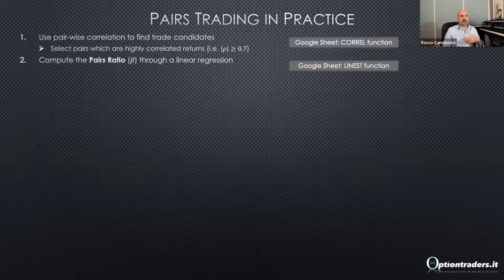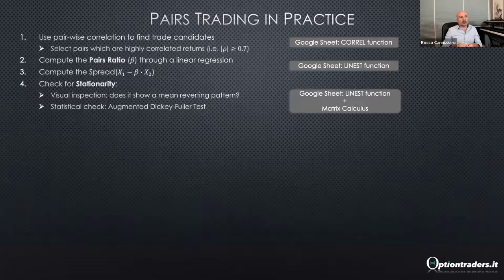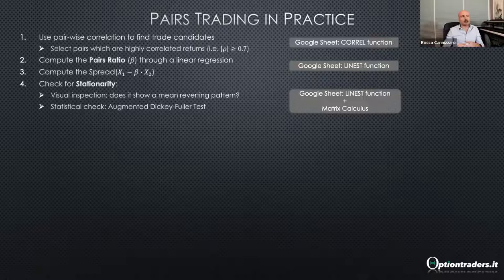Once we find the beta, we need to compute the spread, and we have to check that this spread is stationary. You want to make sure that it can oscillate up and down. And there are two ways to do this. At first, at least, we would look at it and do a visual inspection and see, does this spread show a mean reverting pattern? Is it oscillating up and down, or is it something that goes completely random? And to be a little more formal, we would also do at least a statistical check, which is called, again, the augmented Dickey-Fuller.